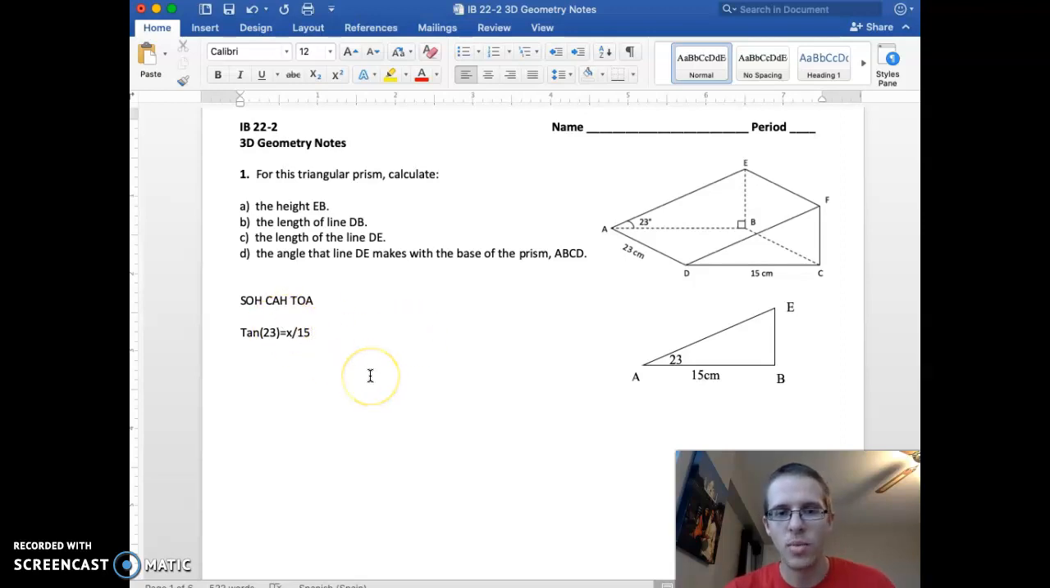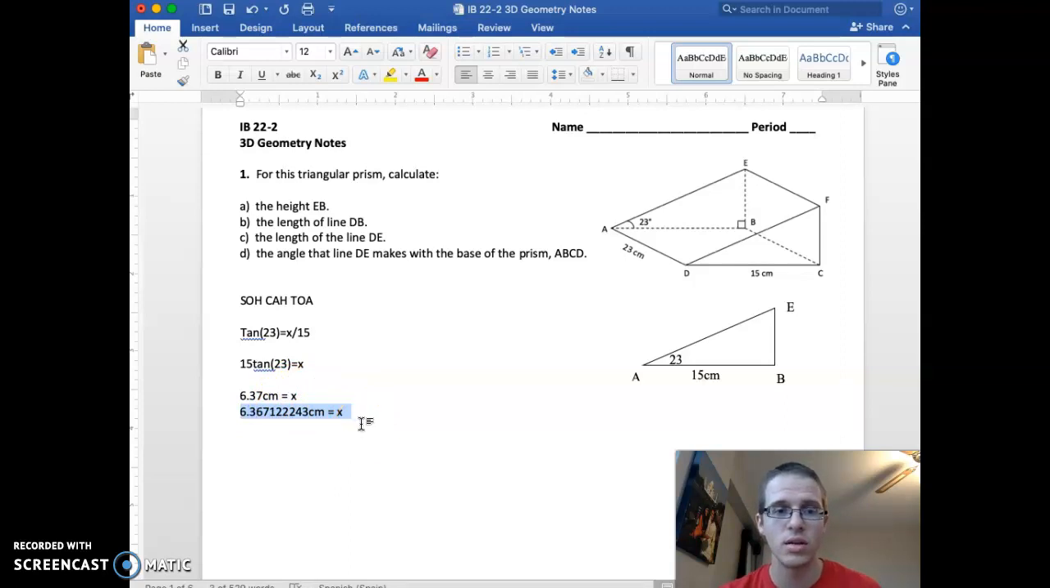So you need to multiply both sides by 15, and you end up getting 15 times the tangent of 23 degrees equals x. It's a little bit easier when you do this on paper, but if you calculate this, you're going to get the height, EB. So I calculated that. I got 6.37 centimeters if I'm doing 3 sig figs. I also wrote down the exact answer just in case I need it for future work.